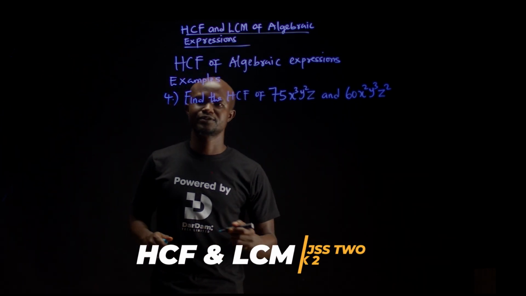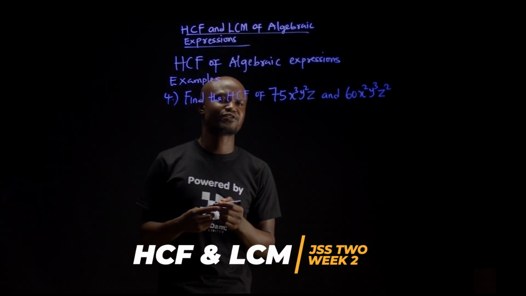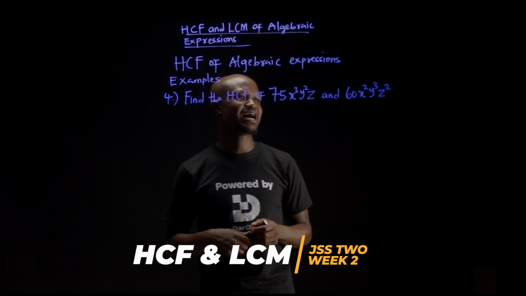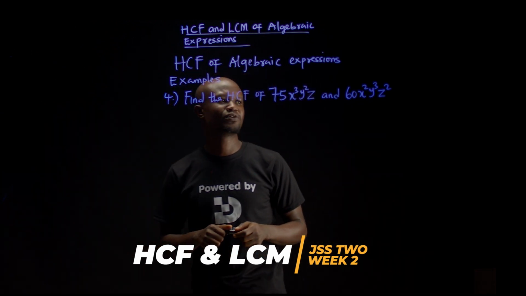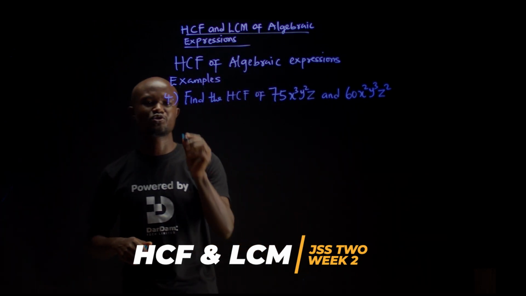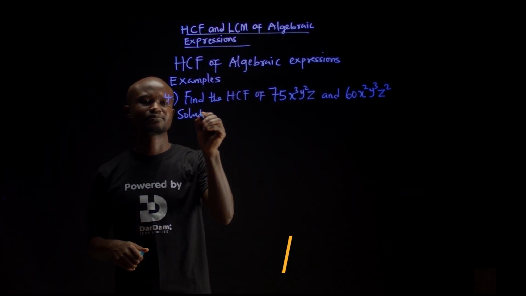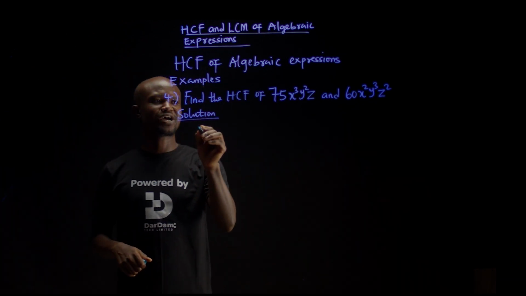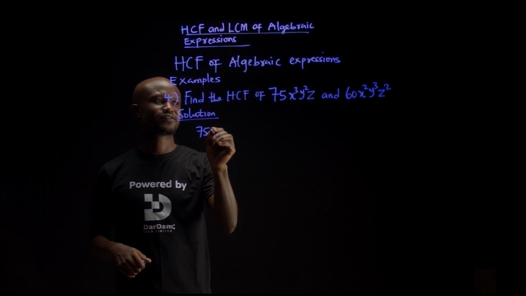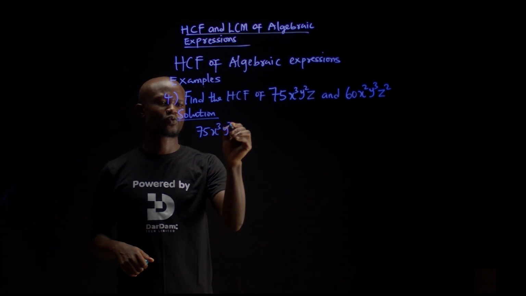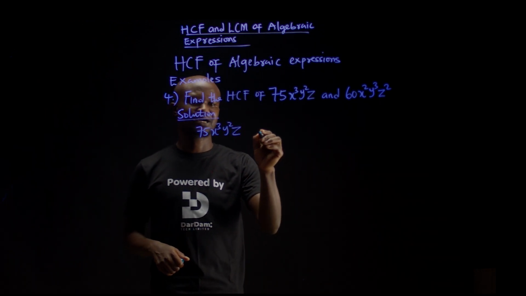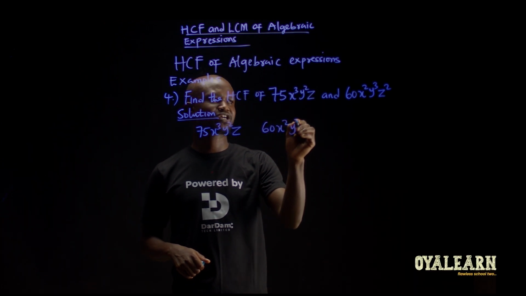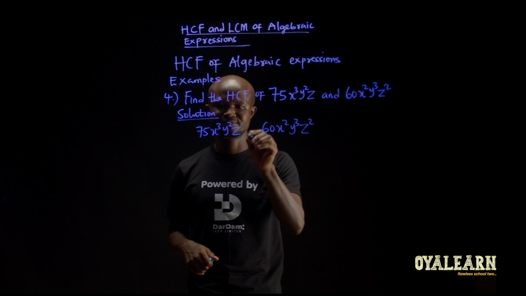Number 4. Find the HCF of 75x cubed y squared z and 60x squared y cubed z squared. Solution. So we have 75x cubed y squared z, and we have 60x squared y cubed z squared.